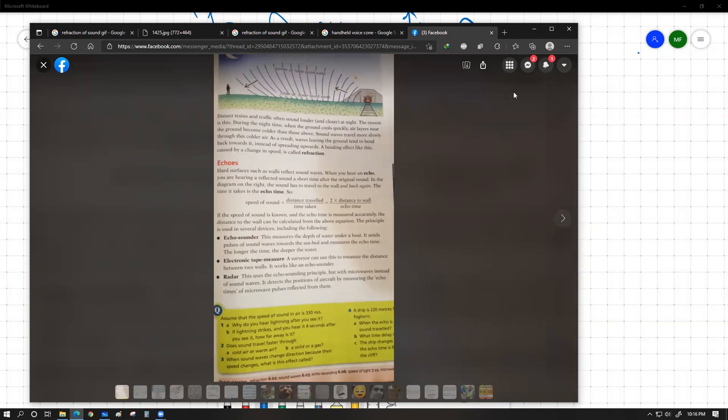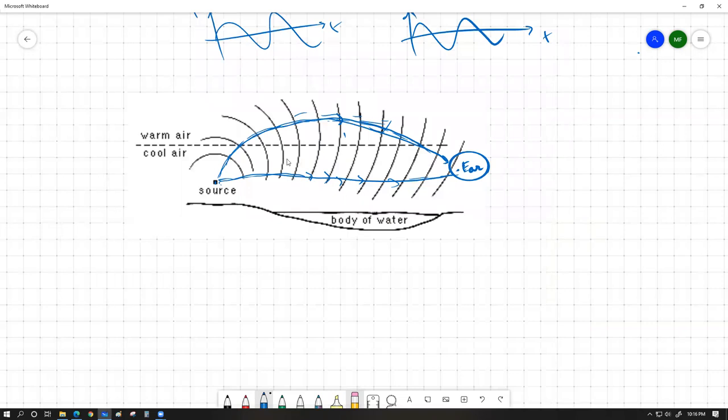The point that I'm trying to make over here is that, for my example, I'm assuming that this entire path between the source and the ear is blank. There is no obstruction over here. And this path is also unobstructed. So in that case, the ear would be able to hear two different sounds.